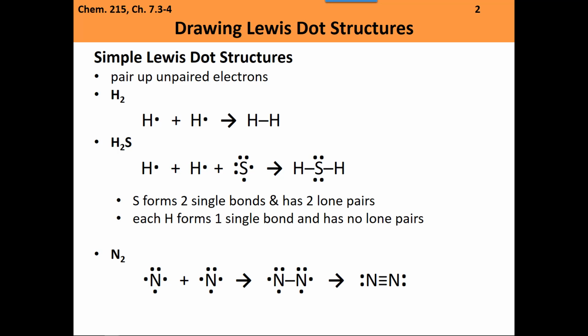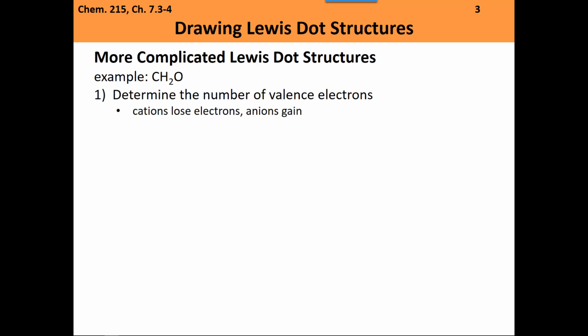Now, this works, but not always. So let's go through more complicated Lewis dot structures. And so what we're going to look at is the case of CH2O. CH2O has carbon, 2 hydrogens, and an oxygen.